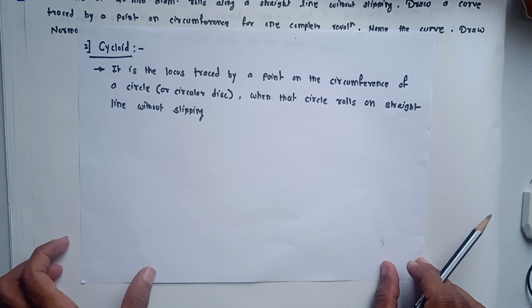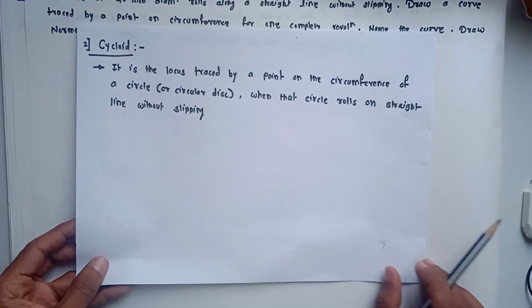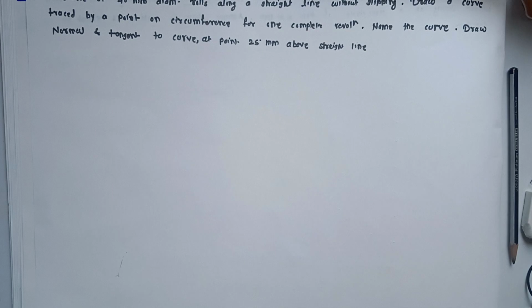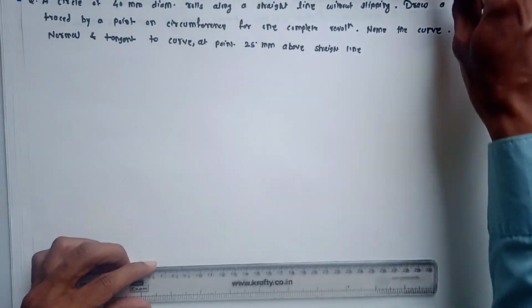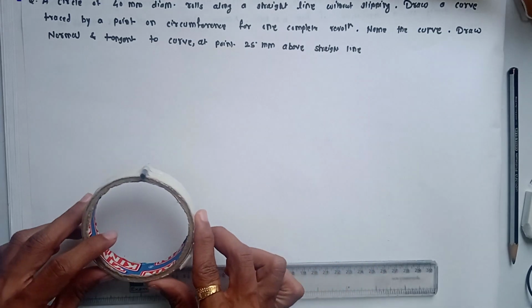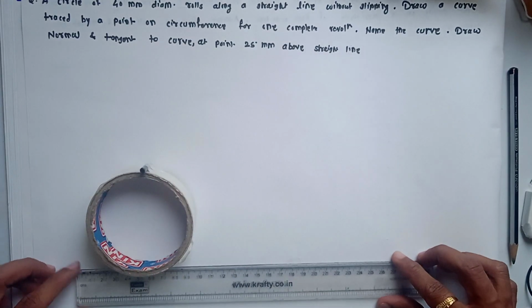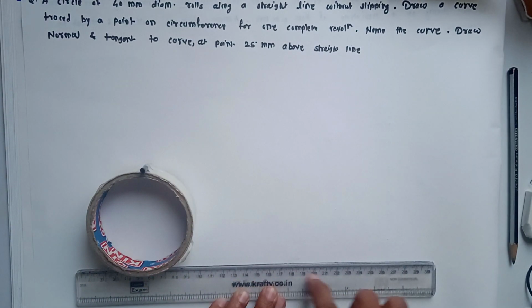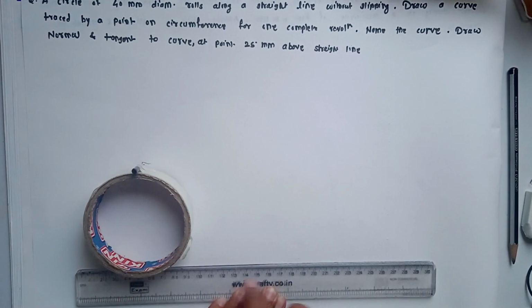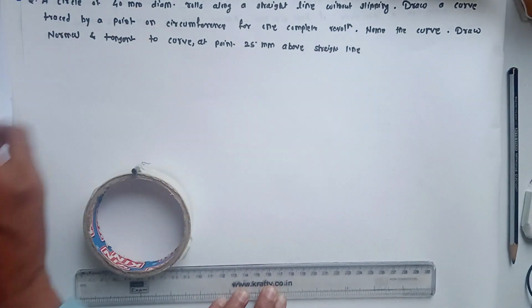So, we can see the physical process how the cycloid curve is generated. So, here I have taken the circular disc and imagine this is one horizontal line, and initially the circle is in contact with this horizontal line. So, this line is tangent to the circle. On this circumference I have selected one point.